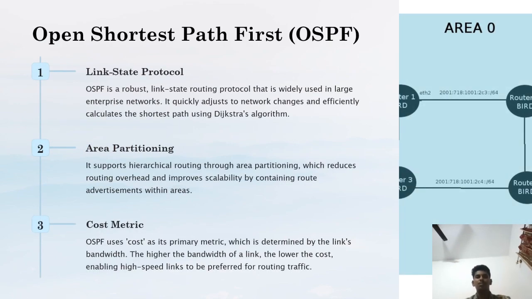Open Shortest Path First, OSPF. Link state protocol. OSPF is a robust link state routing protocol that is widely used in large enterprise networks. Area partitioning. It supports hierarchical routing through area partitioning, which reduces routing overhead and improves scalability by containing advertisements within areas. Cost metric. OSPF uses cost as its primary metric, which is determined by the link's bandwidth. The higher the bandwidth of a link, the lower the cost, enabling high-speed links to be preferred for routing traffic.